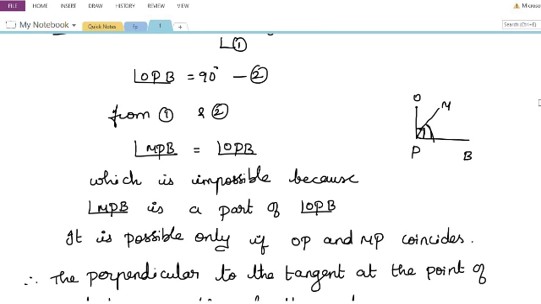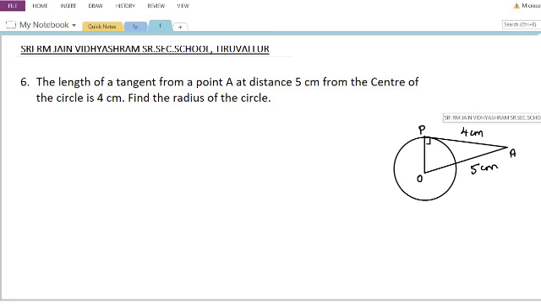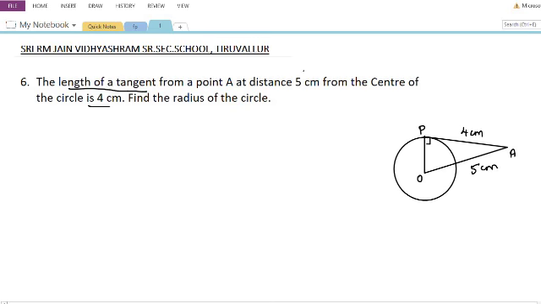Next question. The length of the tangent from a point A at a distance 5 cm from the center of a circle is 4. So see here, they have given the length of the tangent is 4 and the distance from the center is 5. This is the external point A and the length of the tangent is PA, right? So PA is 4, from the center to that point is 5 cm, and we have to find the radius OP. And we know OP makes 90 degrees with the tangent PA.